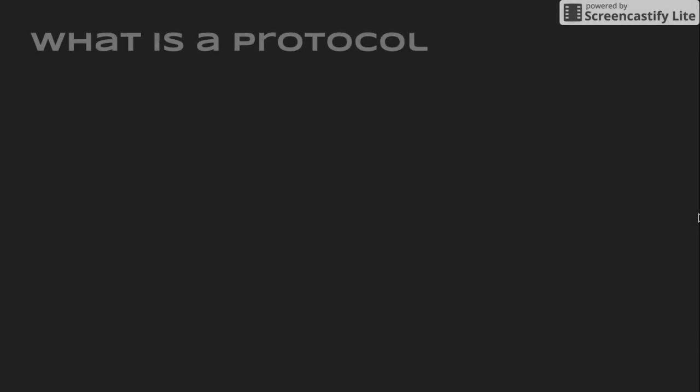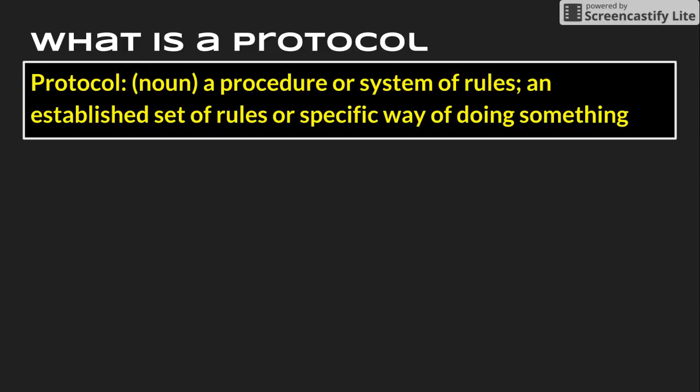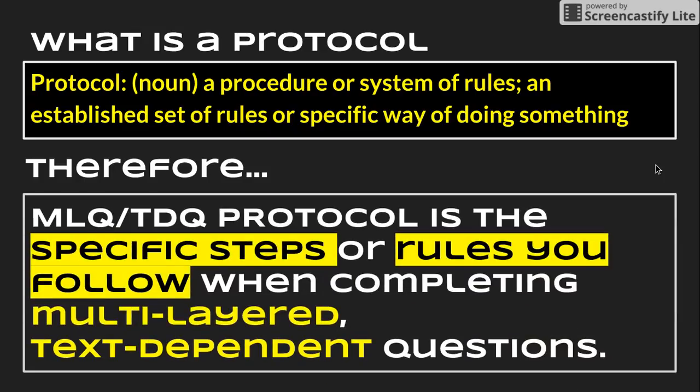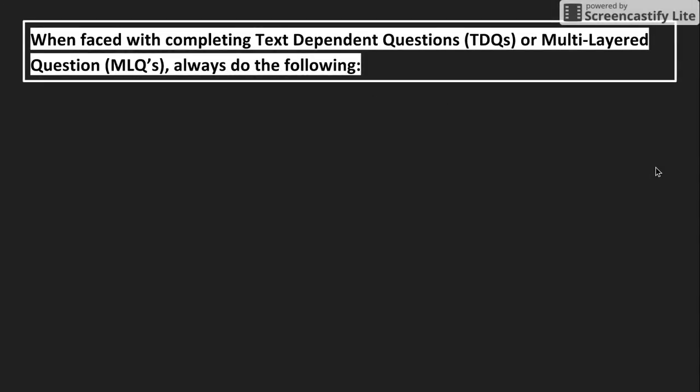The last piece of this puzzle is a protocol. So what does protocol mean? Protocol is a noun, and it is a procedure or system of rules. So it's an established set of rules or a specific way of doing something. Therefore, MLQ and TDQ protocol is simply the rules, the specific steps that you follow when completing multi-layered text-dependent questions. So let's look at what this protocol entails.